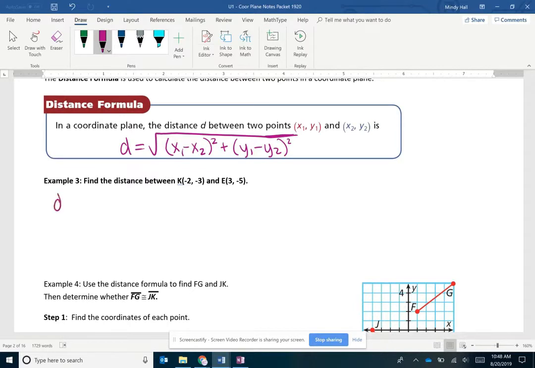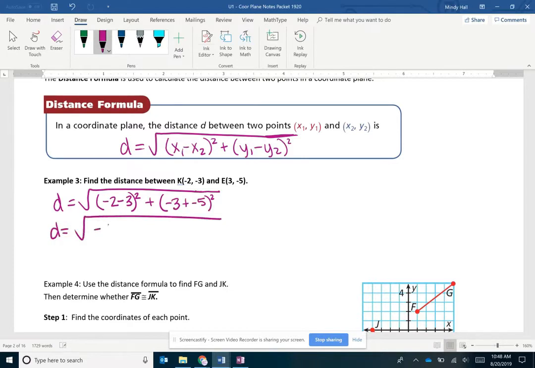So, if I want to find the distance between K and E, I have -2, 3, and 3, -5. So, my distance is going to be the square root of the difference of my x's, so -2 minus 3 squared, plus the difference in my y's, which are -3 plus -5 squared. So then, to simplify, we do the parentheses first. -2 minus 3 is -5. And then -3 minus 5 is -8. So that's going to be -5 squared plus -8 squared.